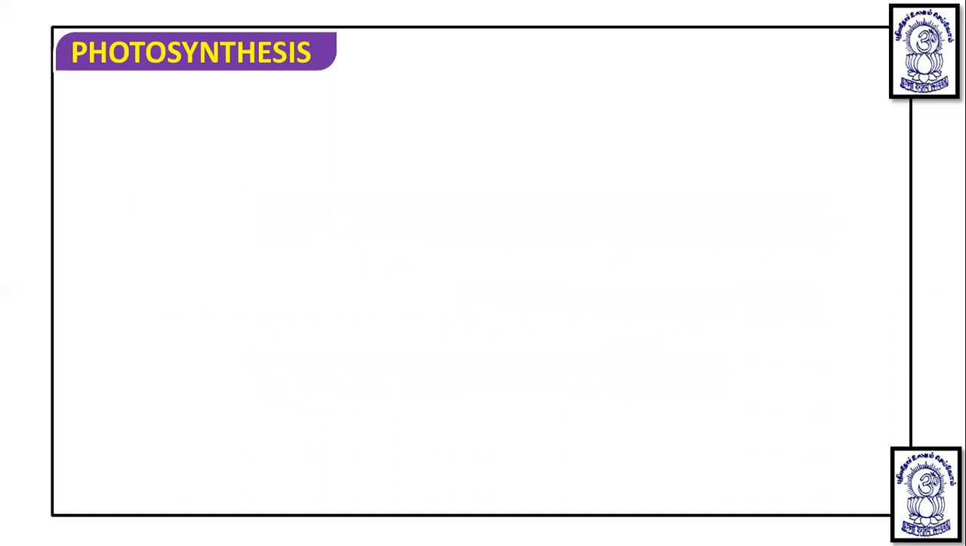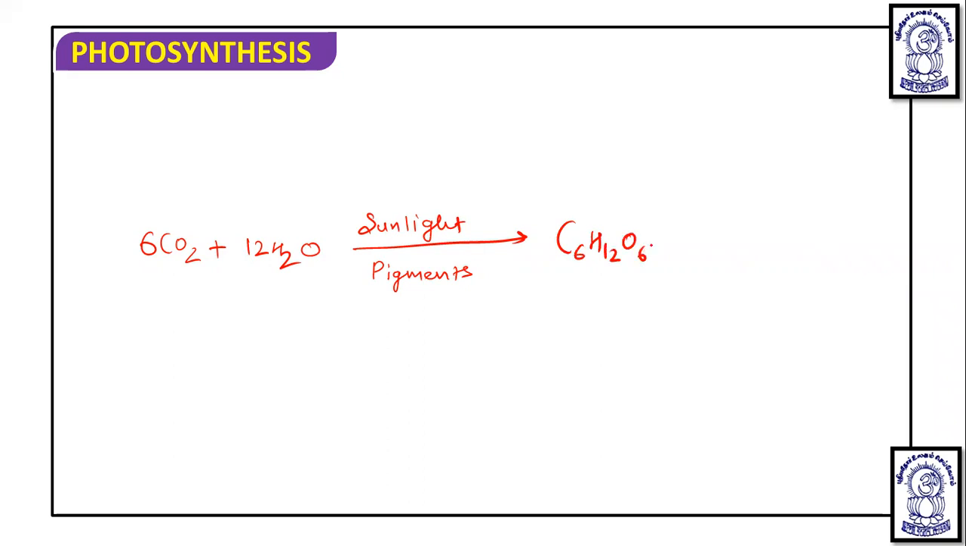Okay. So if we talk about the overall reaction of photosynthesis, then we know that 6 CO2 reacts with 12 water molecules in the presence of sunlight and pigments to give rise to C6H12O6 plus 6O2 plus 6H2O. Here CO2 is consumed and O2 is evolved.